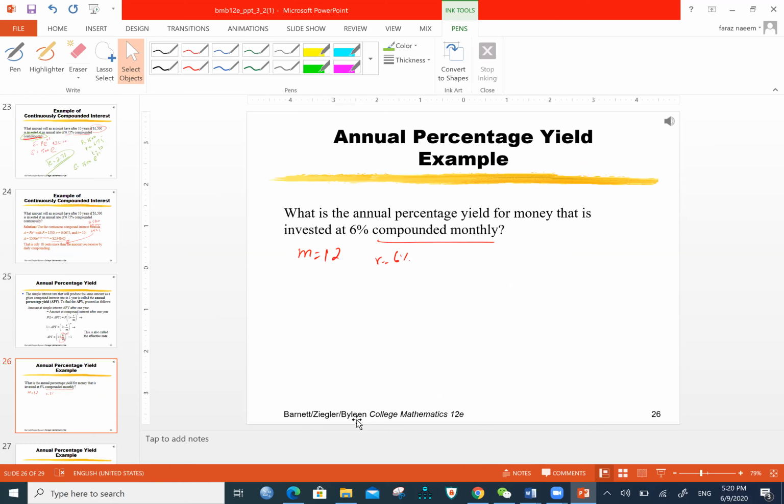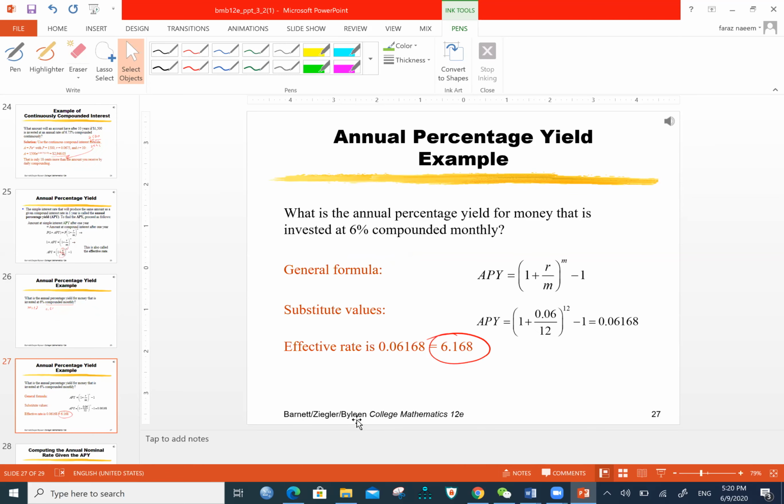Similarly here, we saw one example. What is the annual percentage yield for money that is invested at the rate of 6% compounded monthly? So you have the formula for annual percentage yield. You can substitute the values and you can get the answer. Apparently this bank says 6%, but the effective rate is actually 6.16%.